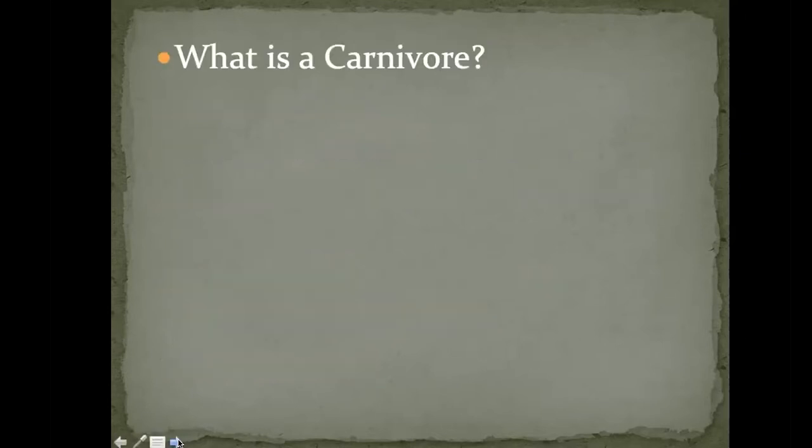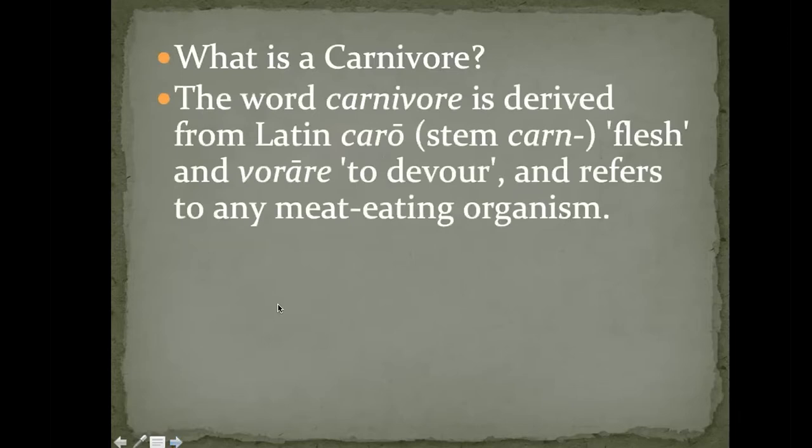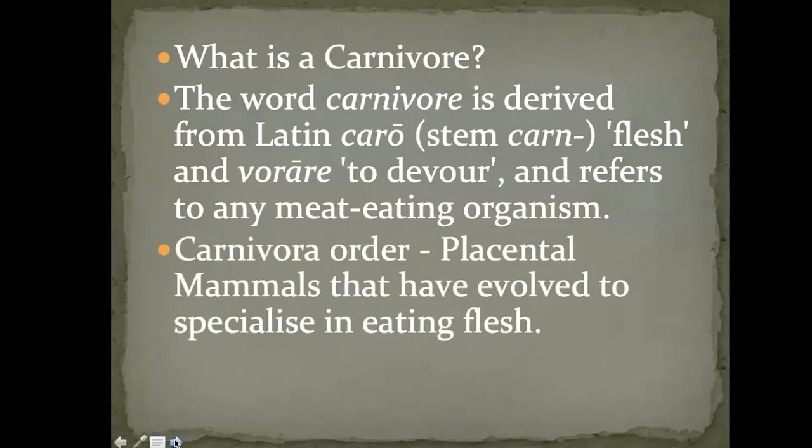So what is a carnivore? The Latin definition is derived from carno, carne, and vorare, to devour flesh, and refers to any meat-eating organism. So when we talk about a carnivorous diet, if we think of ourselves as humans and how we are omnivorous, or some people are vegetarian or vegan, we're obviously referring to carnivore in its taxonomic sense.